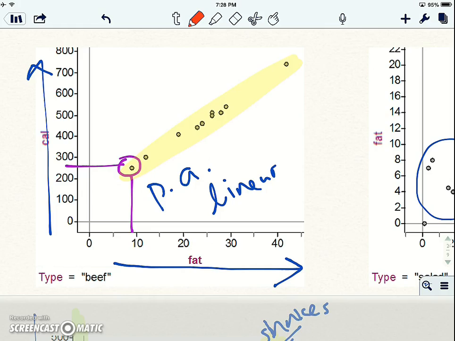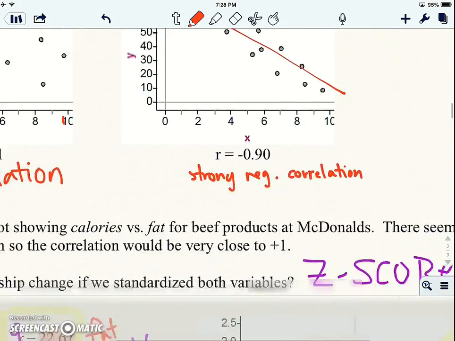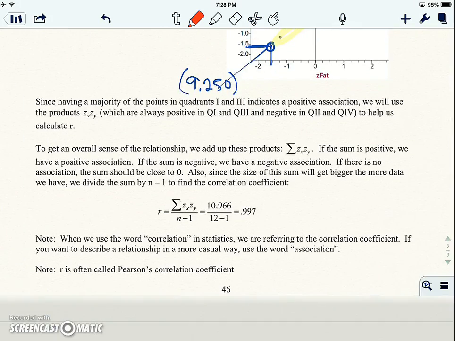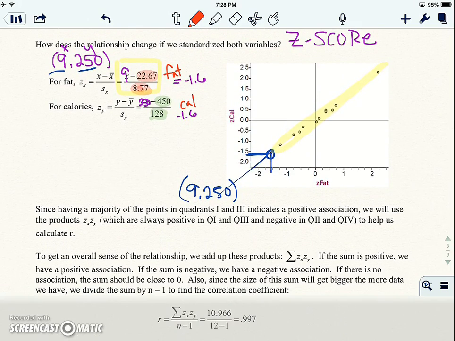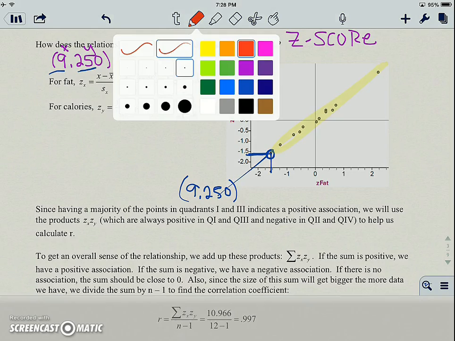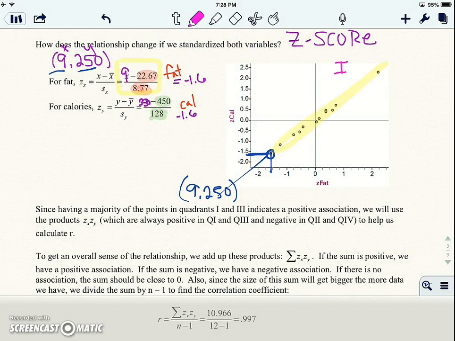And it's useful for lots of things. Here's the first part. It helps us decide if it's a positive or negative association, although we can clearly see that in this case. It says, since having the majority of points in quadrants 1 and 3, and a reminder from Algebra 1, this is quadrant 1, 2, 3, oops, I can't do a normal numeral 4. If it's in 1 and 3, it indicates a positive association.